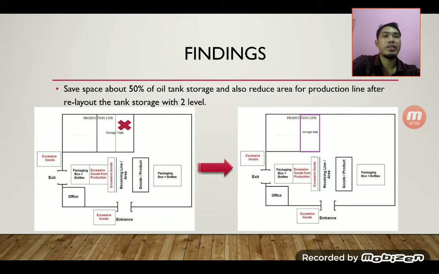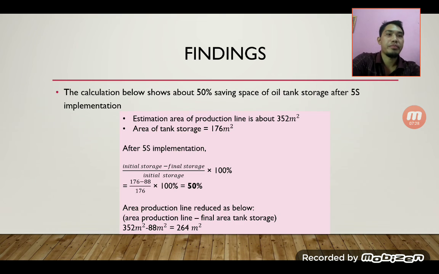5S is also able to save about 50% of space of the oil tank storage and also reduce the area of the production line after relaying out the tank storage from width to floor. The figure shows the production line area after relaying out the tank storage. This is the sample calculation, showing about 50% saving of space of the oil tank storage after 5S implementation and also the reduction of the area of the production line.